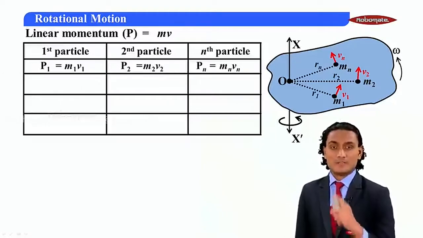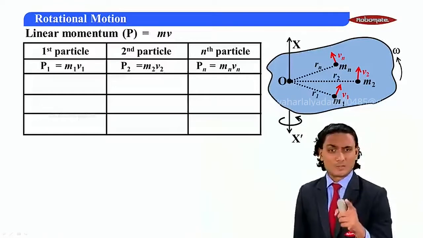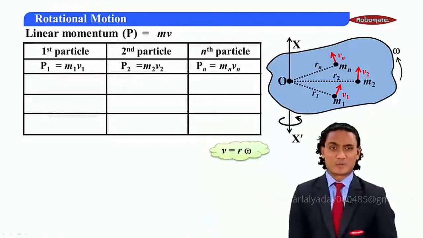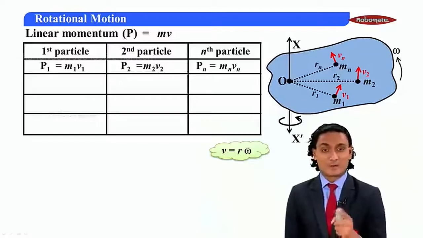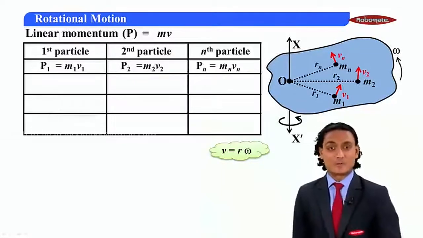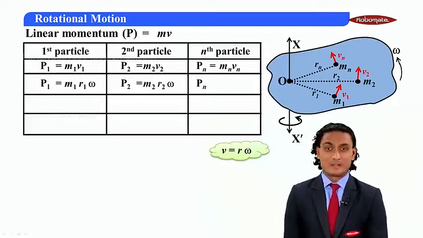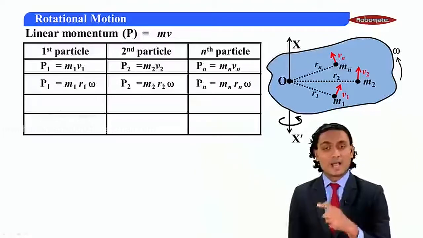Now students, we need to calculate the linear velocities. For linear velocities, which formula to use? Circular motion. Have you studied this formula? Oh yes, v is equal to r omega. So we can say the linear velocity of the first particle is r1 omega, the second particle is r2 omega and the nth particle is rn omega. So then the linear momentum of the first particle will become m1 r1 omega, the second particle m2 r2 omega and the nth particle mn rn omega.